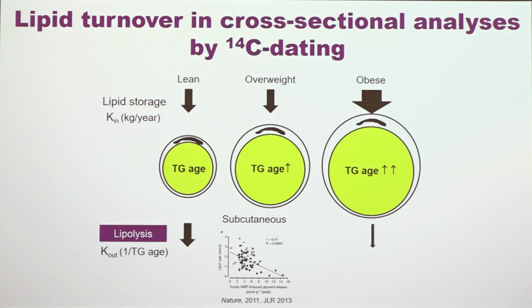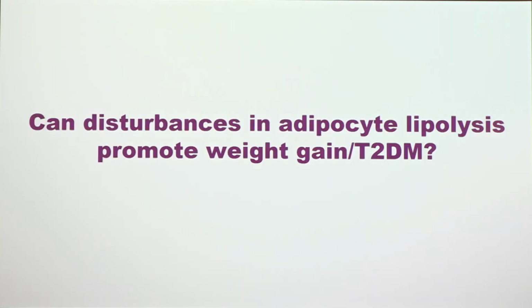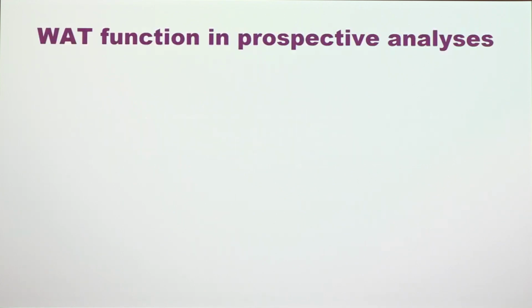So the more you can activate your lipolysis here in the subcutaneous adipose tissue, the lower the age, which would fit with this model. If you're good at removing your fat, you get a lower age in your triglycerides. And we've shown the same thing in visceral adipose tissue. Now, all this is good, but it's just cross-section analysis. So what about causality? Can disturbances in adipocyte lipolysis promote weight gain and type 2 diabetes?